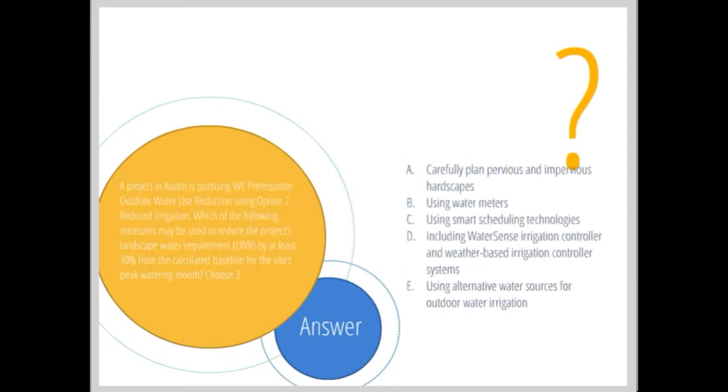A project in Austin, Texas is pursuing WE credit outdoor water use reduction by using option 2. No irrigation meter is installed. Which of the following measures may be used to reduce the project's landscape water requirement, LWR, by at least 30% from the calculated baseline for the site's peak watering month? Choose 3. The correct answer is C, D, and E.